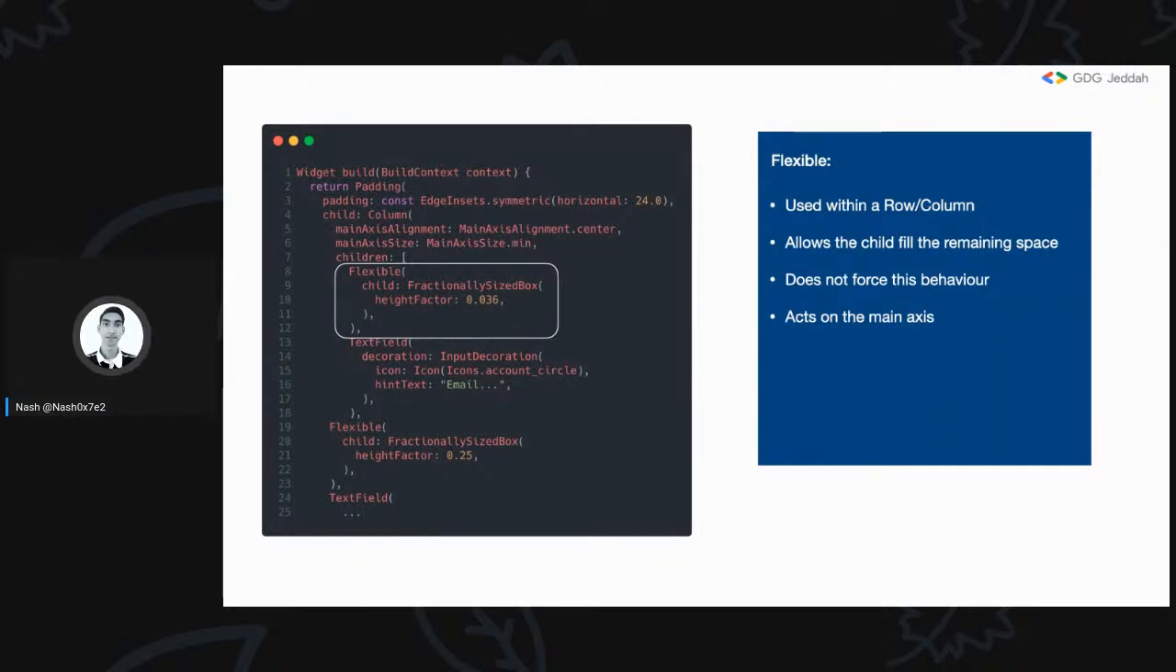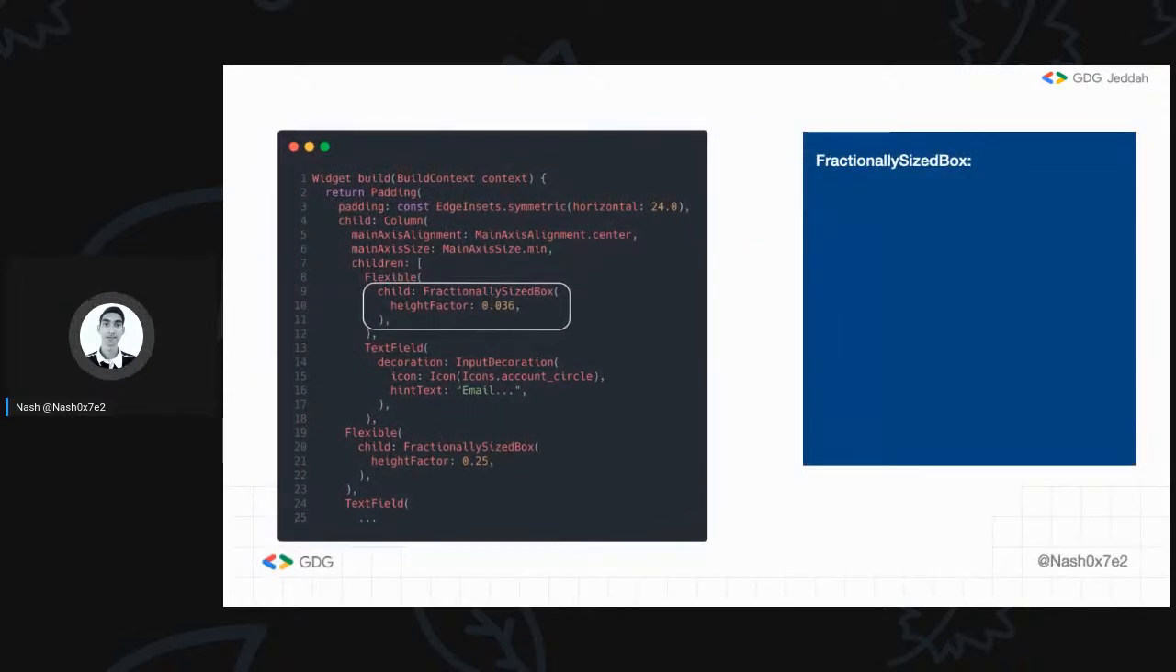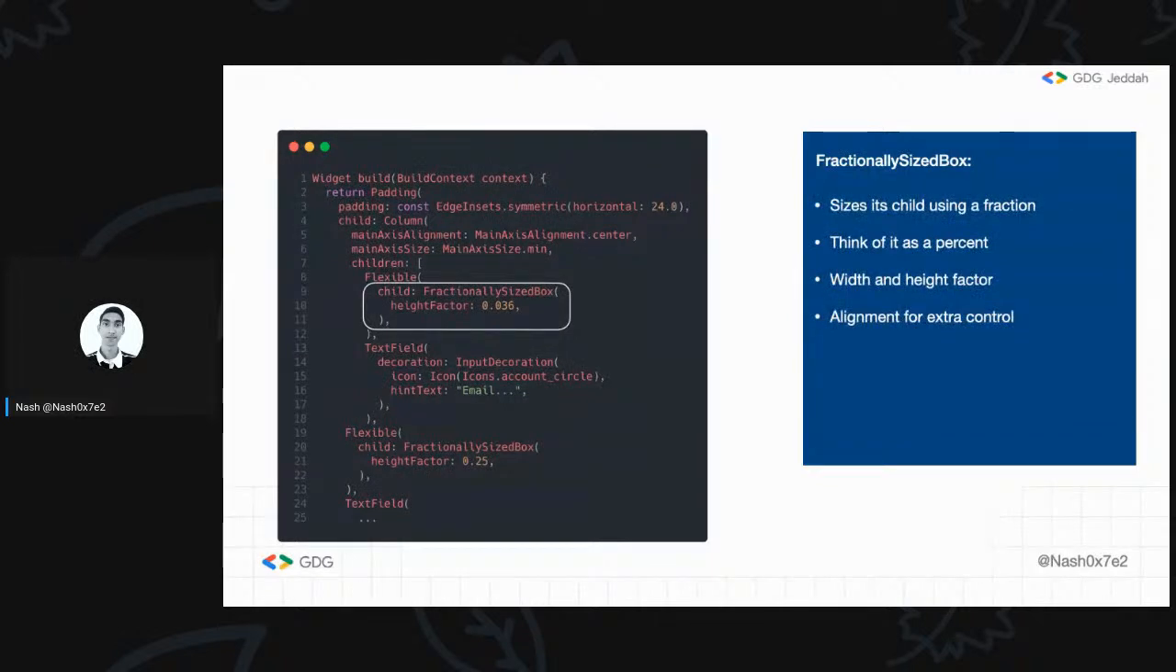And of course, like an expanded, a flexible acts on the main axis. So if you were to use this in a column, it would act vertically. In a row, it would act horizontally. The next widget that we're using here is a fractionally sized box. And again, the name kind of gives you an inkling of what it does. Like a sized box, it allows you to size your child, but using a viewport fraction.